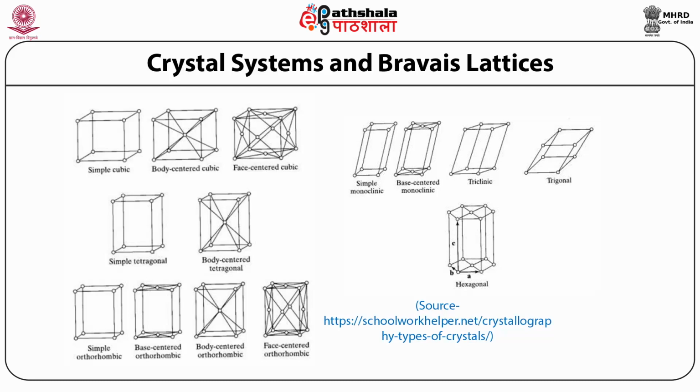The primitive, which we represent by P, has lattice points on the cell corners only. Sometimes these are called simple. Then the base centered, which is A, B or C: lattice points on the cell corners with one additional point at the center of each face of one pair of parallel faces of the cell. Then the body centered: lattice points on the cell corners with one additional point at the center of the cell. Then face centered: lattice points on the cell corners with one additional point at the center of each of the faces of the cell.